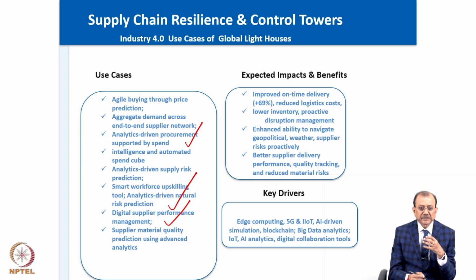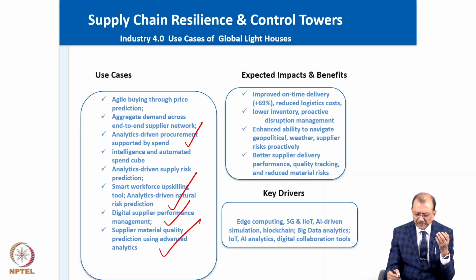All these parameters have to be fed, or have to be available in the system, and then the performance of suppliers can be managed. So this is also one of the use cases companies are using for the better management of their suppliers. Supplier material quality prediction is also a very important use case, where the technologies again being used are edge computing, AI-driven simulation, blockchain, which we are going to learn in the next week, and IoT, AI analytics, which I have already discussed.